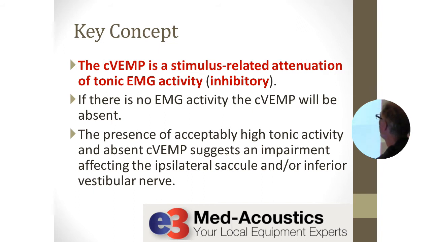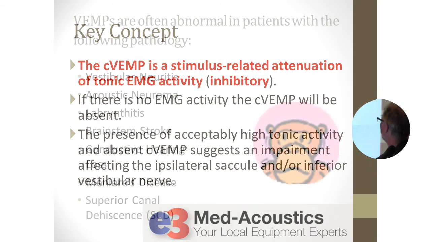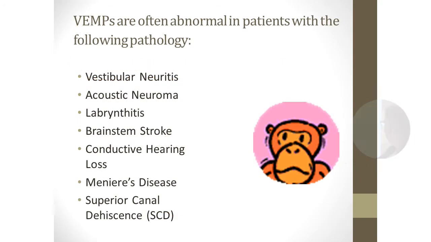As I said before, the CVEMP is inhibitory. That's why that patient has to contract that muscle. Everything else that we measure, ABR, ECochG, OVEMP, all these things, they are excitatory responses. This is the only thing we do that's actually inhibitory. And that's what makes it interesting.